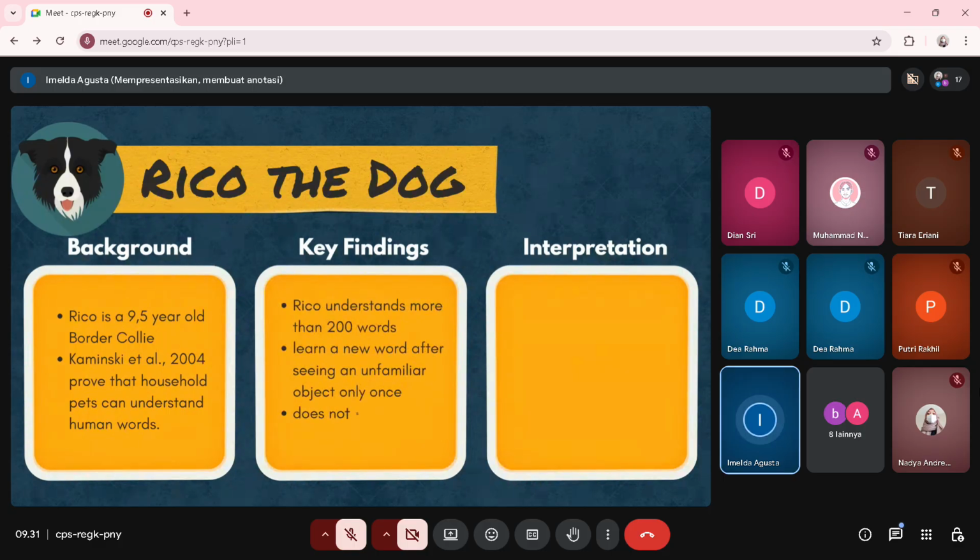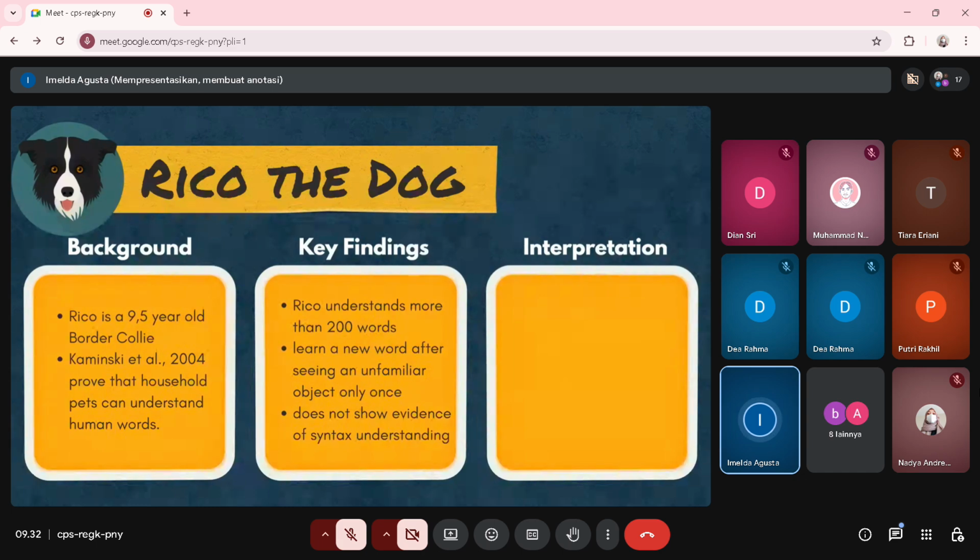So for the key findings, it's impressive that Rico understands more than 200 words, and each word refers to a specific object like toys or balls, and he learned a new word after seeing an unfamiliar object. So not only once. Rico also learned by what is called fast mapping. And it's not something we actually see in little kids when they learn language.